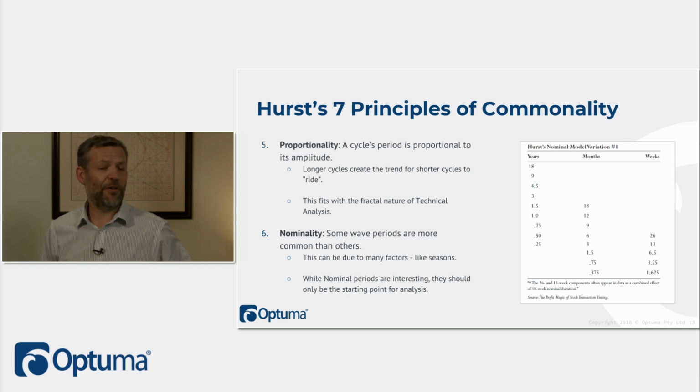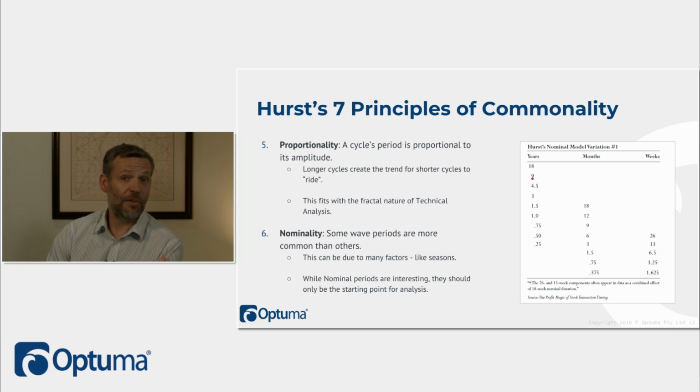That may not be a perfect fit for a given security, but it is always a good starting point to look at this. Now, Hurst himself, when he would do his work, came up with his own nominal model, and that's where he had 18 years. I find that interesting because the real estate cycle is 18 and a half years. So interesting that he started there.